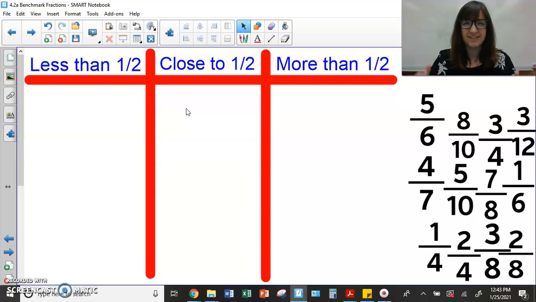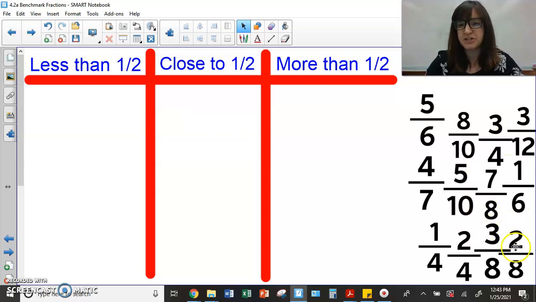Even though they have different numerators and denominators and different size pieces, if we think about them in relationship to 1/2, we can begin to compare them without using strategies such as cross multiplication or something else, because we can understand how they relate to 1/2, okay? So I'm thinking close to 1/2, right?